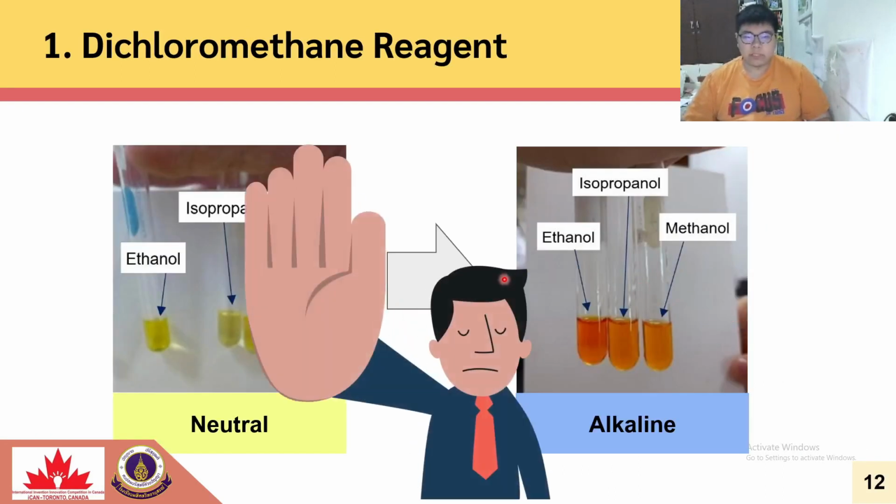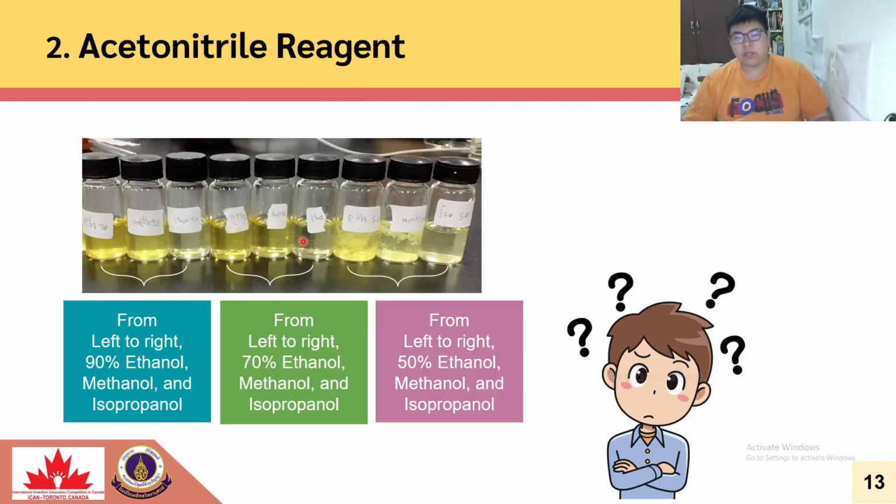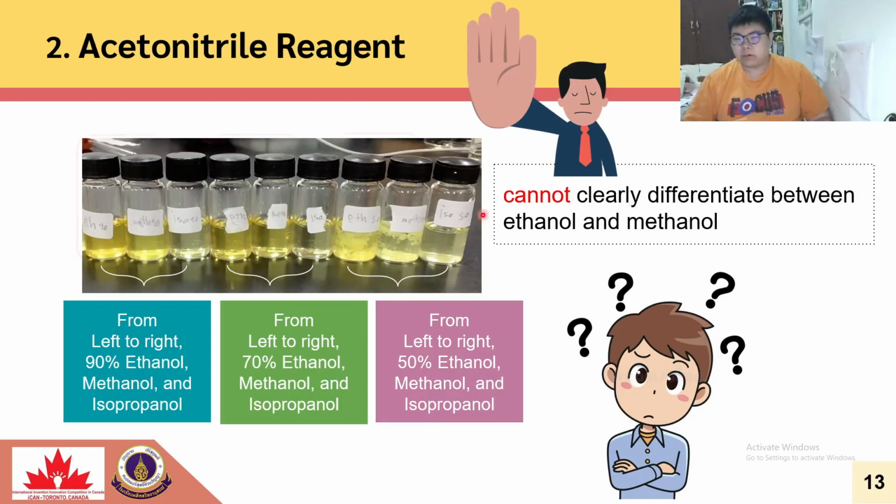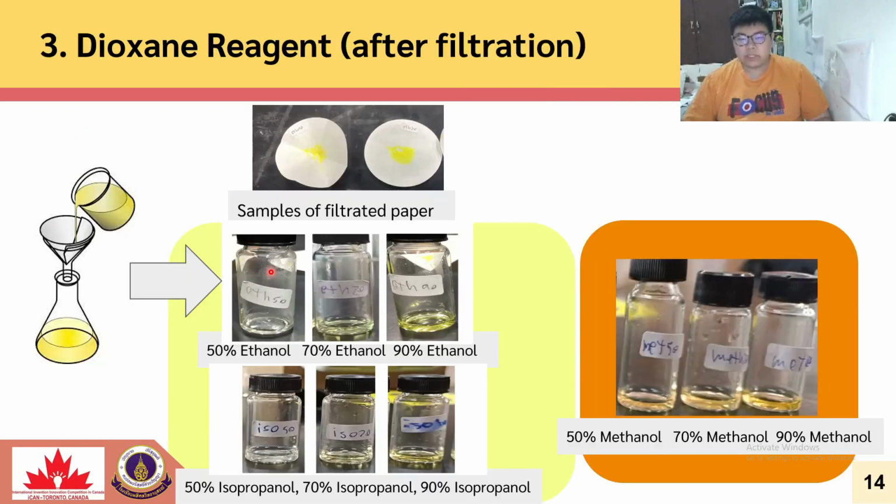First, the dichloromethane reagent showed a drastic color change into dark orange under alkaline conditions. We don't want a reagent that has high sensitivity to alkalinity levels. Therefore, dichloromethane was excluded. Then, the acetonitrile reagent cannot clearly differentiate between ethanol and methanol, as both result in a very similar light yellow color. Dioxane gives the best differentiation results.